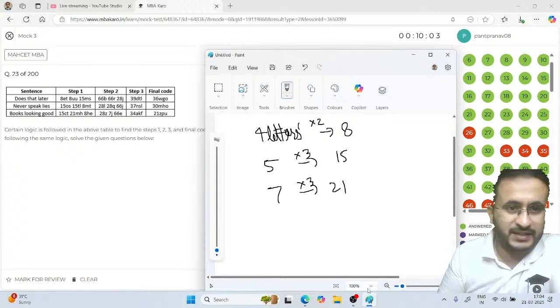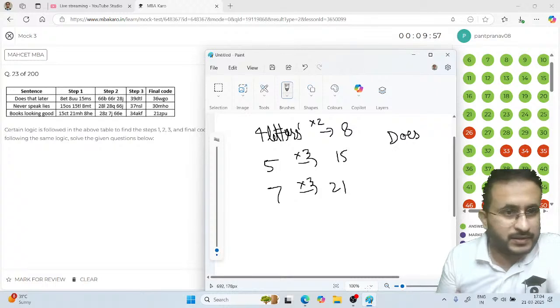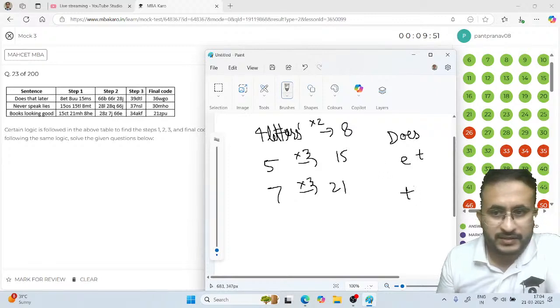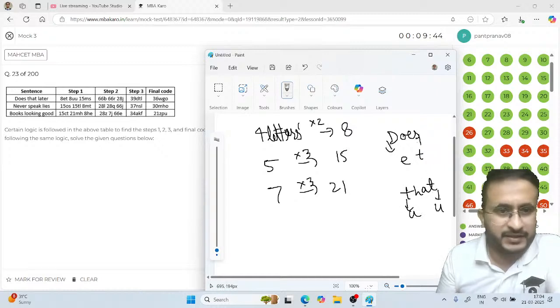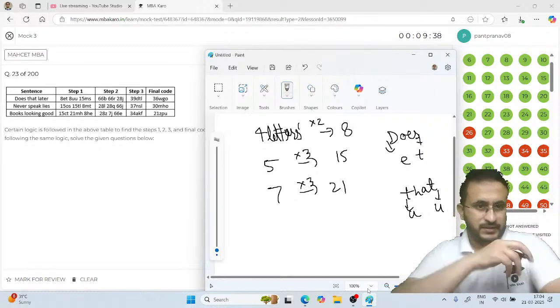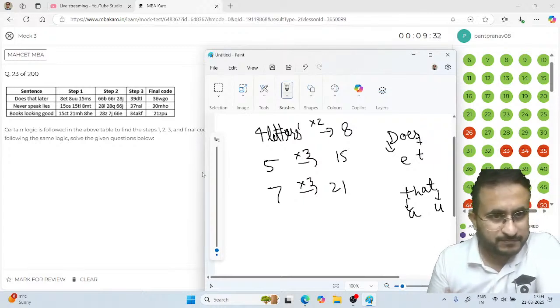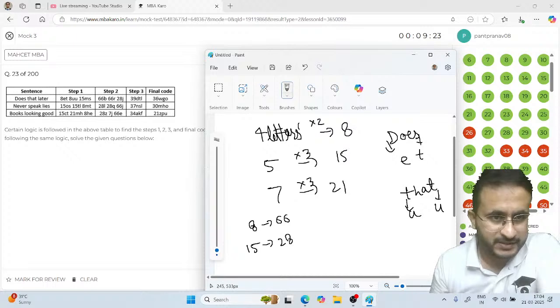So into 2, into 3, into 3. So the first step is basically multiplying by this thing. 10 made ET. UU. So basically, I think an increase of 1 letter. So the number of letters in the first step is about this thing, but second step, third step. So first step we have figured out. If we see 8 has become 66, 15 has become 28, 21 has become 7.